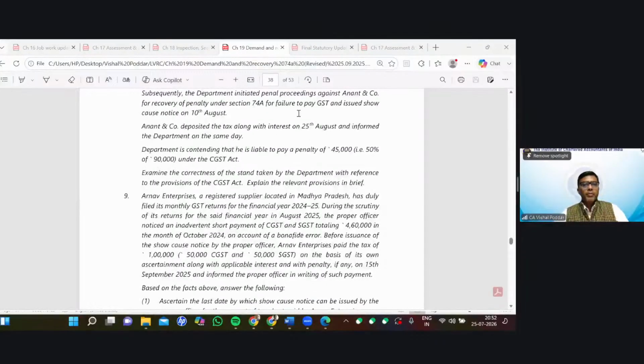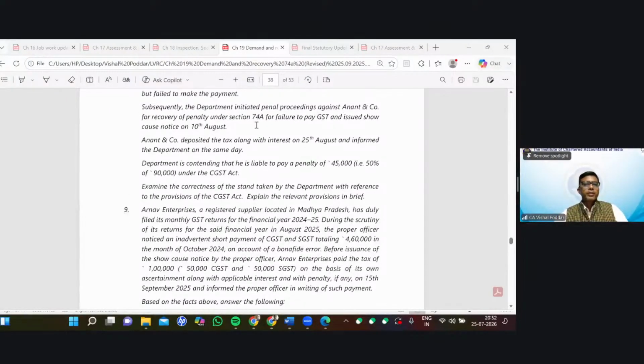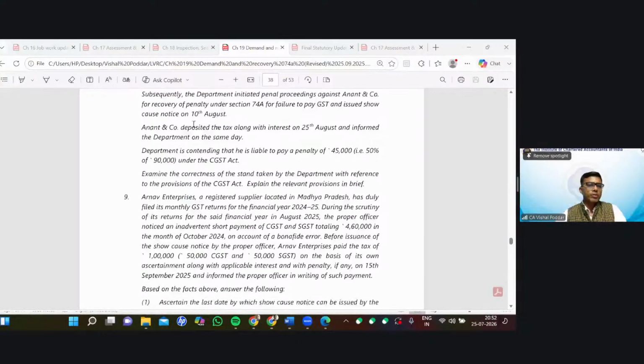Now, the department initiated penal proceedings against the company for recovery of penalty under 74A for failure to pay GST and issued a show cause on 10th August. Anant & Co. deposited the tax along with interest on 25th August and informed the department. Department is contesting that he is liable to pay penalty of 45,000, that is 50% of this. Examine the correctness of the stand.